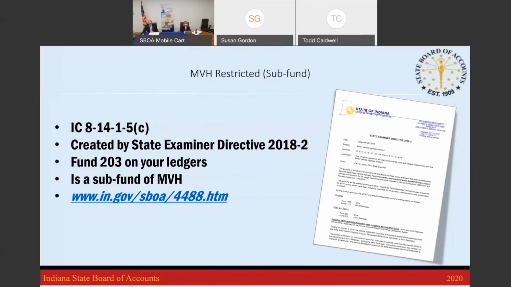If you want to read the directive, you can go to this link and look for the subject heading Directive 2018-2. And of course, Susan showed you earlier how you can go to our website. Over on the left-hand side, go to About Us. It's right above Political Subdivisions. Click on About Us, and one of the drop-downs is State Examiner Directives.